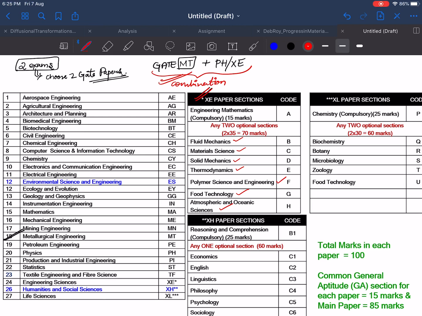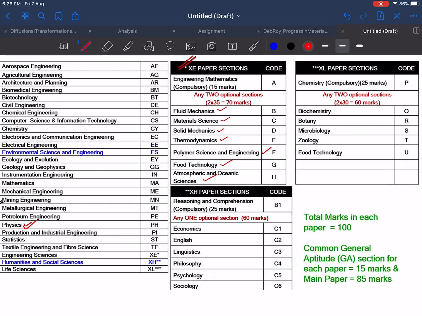Okay, so if you are choosing GATE MT, you only have two choices: either Physics, which is PH here, or XE. Either of these you can choose along with MT. This is one important change that they brought about.